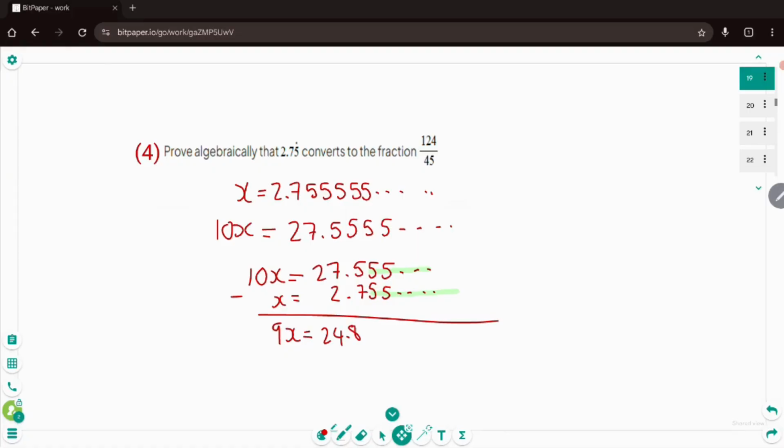Let's divide both sides by 9. Multiply the numerator and denominator by 10. And then simplify. Gives us 124 over 45. Correct.